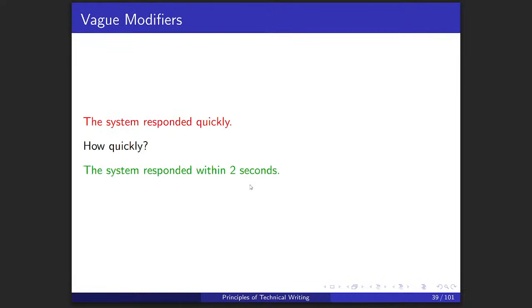Now, "the system responded quickly." How quickly? I need to use a clear validation sentence here. I need to write with numbers. "The system responds within 2 seconds." This gives clarity for the reader also.